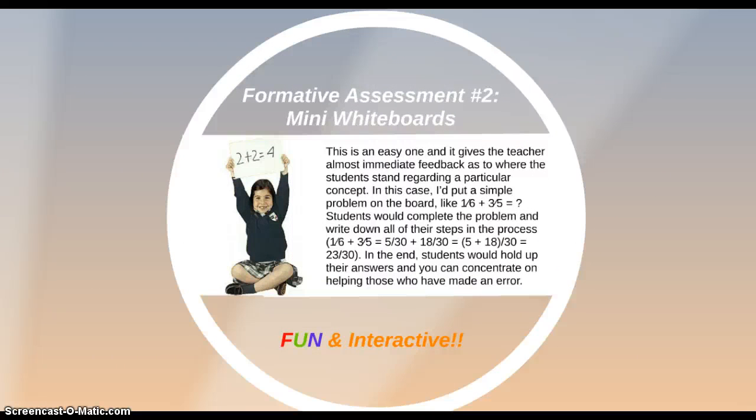The second formative assessment that I decided that I would use is mini whiteboards. The process of this assessment is basically the teacher would write an example up on the board, and the students would write down all their workings and all their steps in the process to solving the problem. And in the end, students would hold the whiteboard above their head to show their answer to see if they understand.